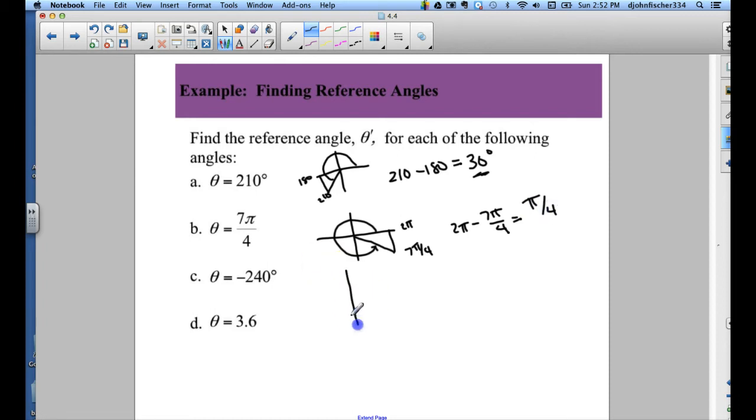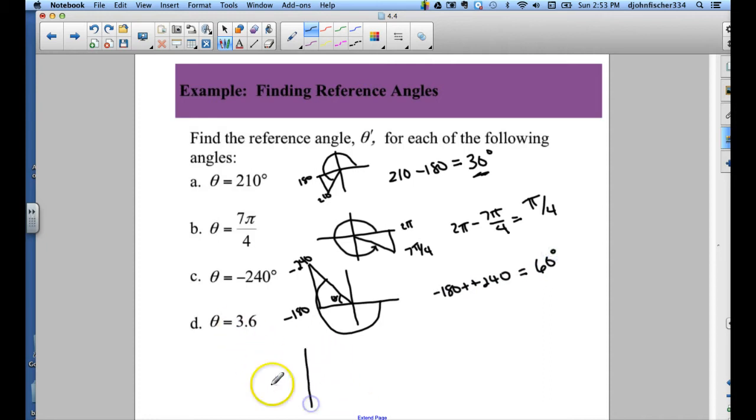Now for C, negative 240. Here's 180, and negative 240 would be up here. Going back here, this is negative 180. So if I want to find my reference angle, I would take negative 180 minus negative 240. I'm going to get a reference angle of 60 degrees.